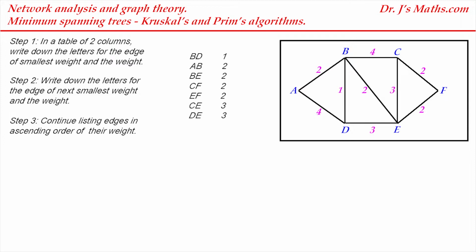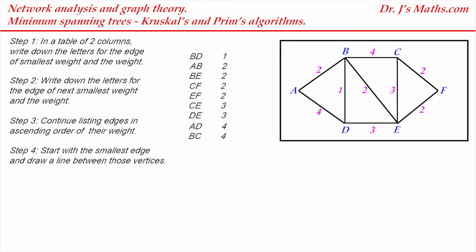And then we say, what's the next biggest one? Well, it's AD at 4. And then we've also got BC at 4. So we put both of those down as well. So now the table is finished, I can start looking for the smallest numbers, and I'm going to redo the network with only the vertices there.